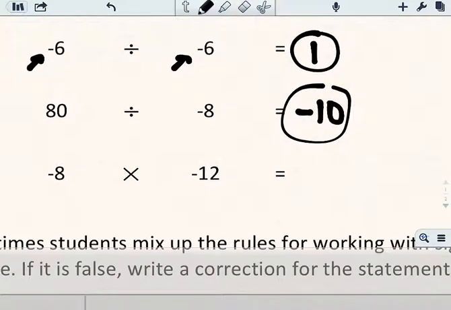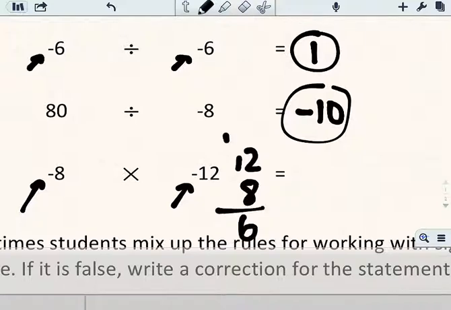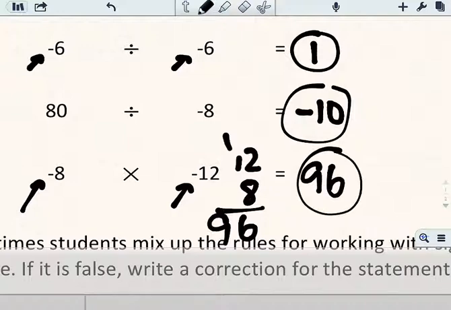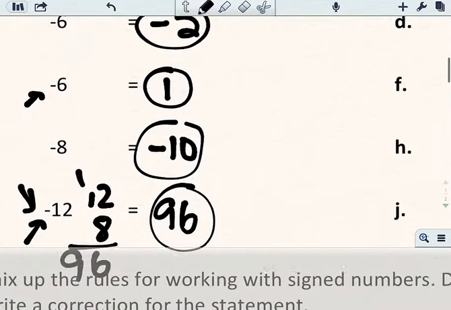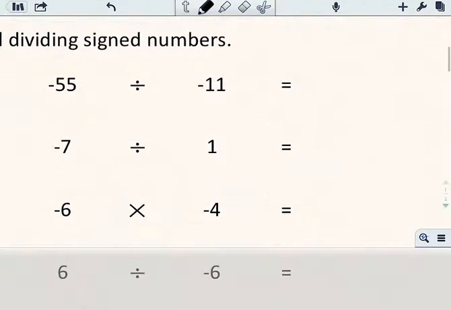We have negative 8 times negative 12. First of all, I have a negative times a negative. I automatically know my answer should be positive. Now I just have to figure out what 8 times 12 is. Well, I'm not going to be a hero. I'm just going to work it out. 8 times 2 is 16. 8 times 1 is 8, plus 1 is 9, so 96. Positive, of course, because we had that negative times a negative over here. Okay, let's keep going.